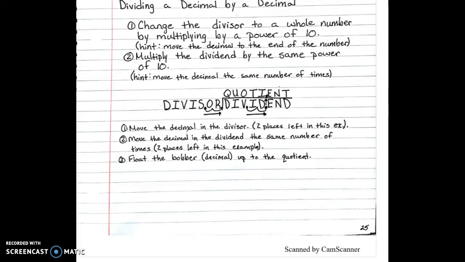And that's it. So let's take a look at our example. Here's the example that I was mentioning earlier. So in our divisor, I'm pretending that these letters are numbers. And in the divisor, our decimal is in between the S and the O. So before you start dividing, you need to do number 1. Change the divisor to a whole number. So we will move our decimal over until it is at the end of our number. So in this case, we moved it 2 decimal places to the right.